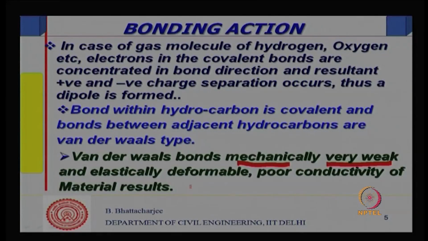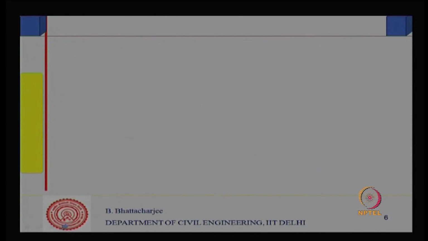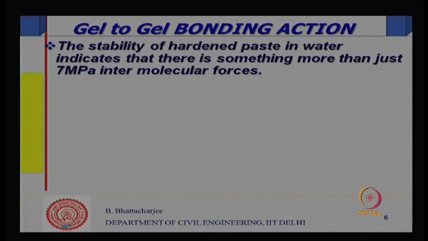right. So, these van der Waals bonds are mechanically very weak and they are elastically deformable, and exhibit poor conductivity of the resulting material. So, in the material where van der Waals bonds are there, if you apply load, they will deform and may come back to their original position, and they have poor conductivity, and CSH gel will be like that. Generally, CSH gel is stable in water.